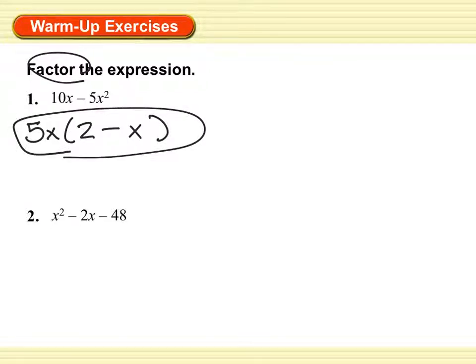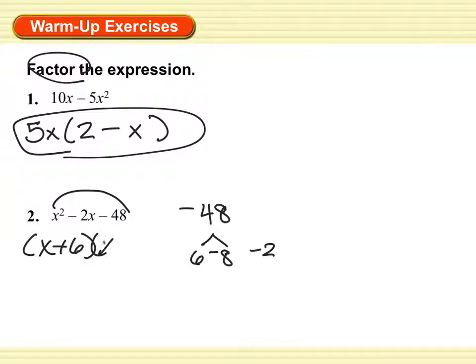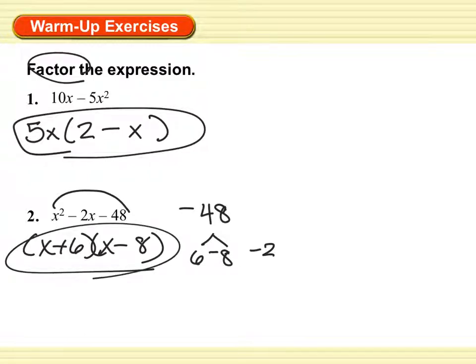Okay, here's a trinomial. That means I need two things that multiply to get negative 48 and add to get negative 2. I know 6 times 8 is 48. It's a negative 48, so I can make this a negative. And if I add those two, I get a negative 2. So x plus 6 and x minus 8 is factored.